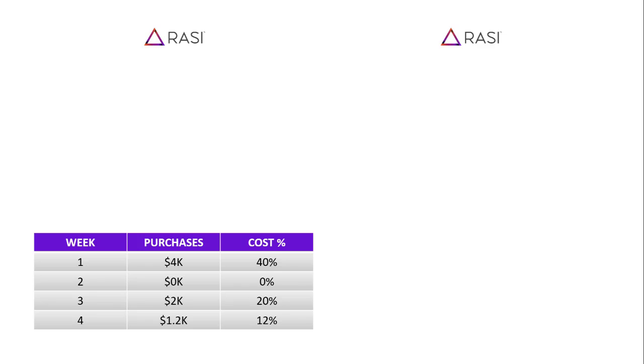So it's the same procedure for each week, right? We've got our 4K in purchases, which comes out to 40% cost. Week 2, we're going down to a 0% cost. Week 3, 20% cost. Week 4, 12% cost.